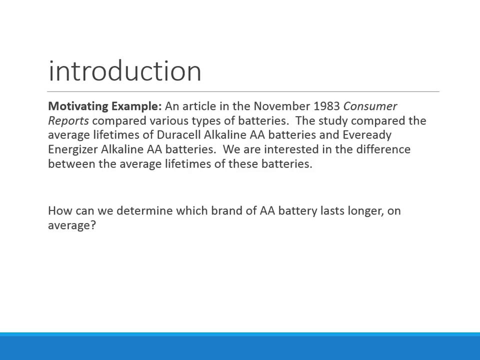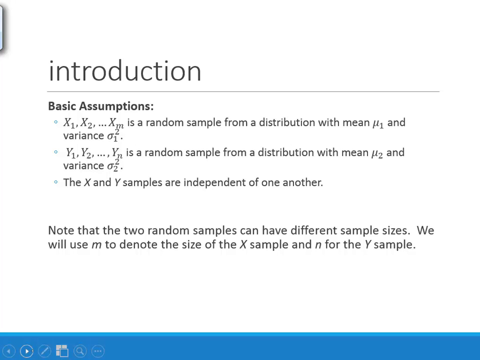So the question that we might want to know is how can we determine which brand of AA battery lasts longer overall? What's the average performance of these batteries? That's the type of question that we'll be going to answer. So instead of just saying something about one population, we'll be doing more comparison between groups. How can we compare these things?